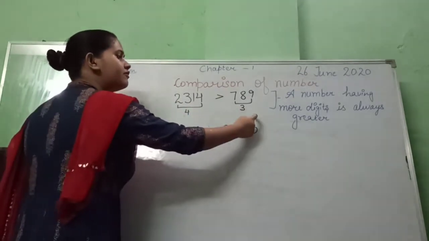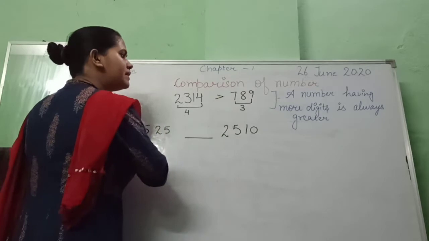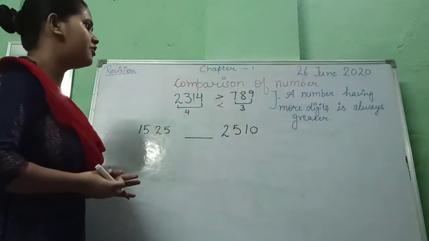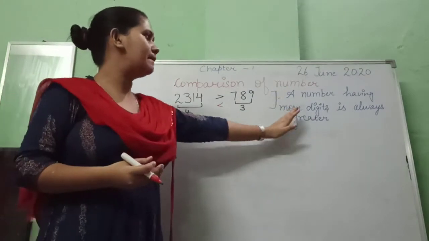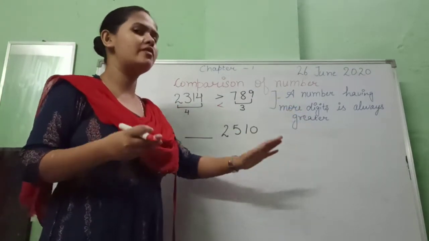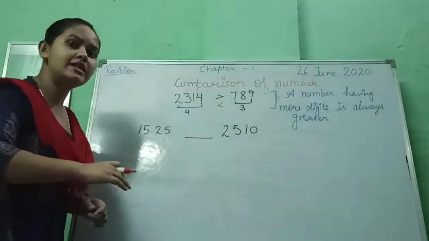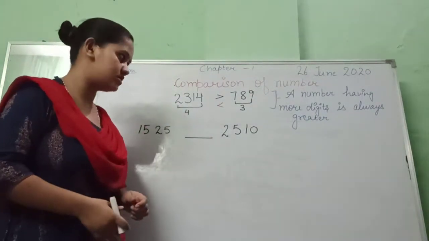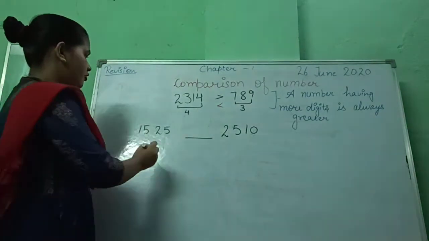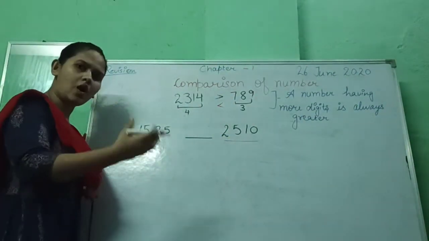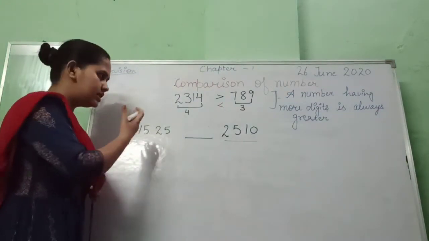If the greater number is on this side, the sign will be like this. Okay. So in this way we come to know that a number having more digits is always greater, right? Now, comparison with the other definition. Just like if we have 4 digits, in the same manner, how will we compare these digits?